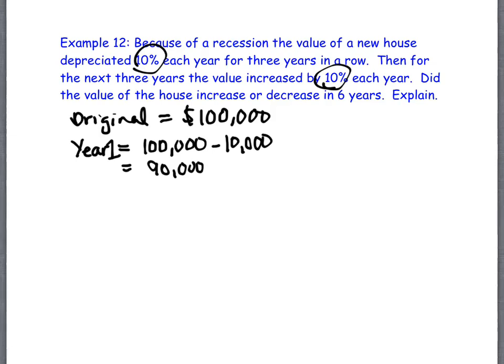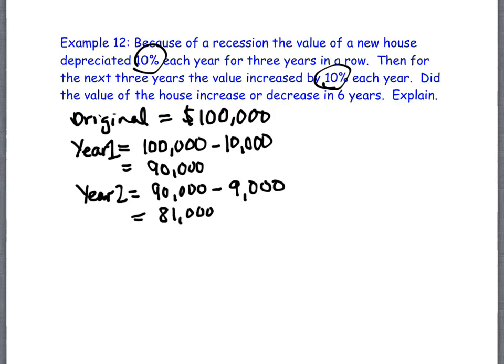What's going to happen in year 2? 10% of 90,000, so we're going to start out at 90,000. What's 10% of 90,000? Well, first it's 9,000, and then the result's going to be 81,000, right? And then in year 3, if this happens again, what's 10% of 81,000? So what is that if we subtract?